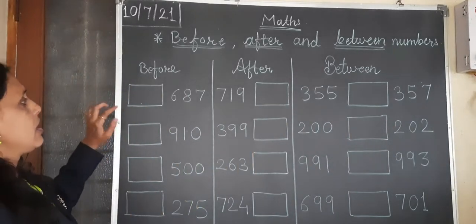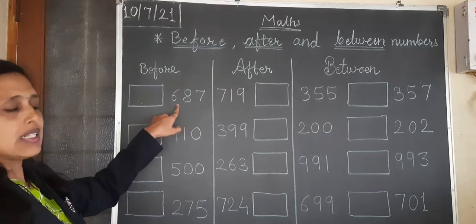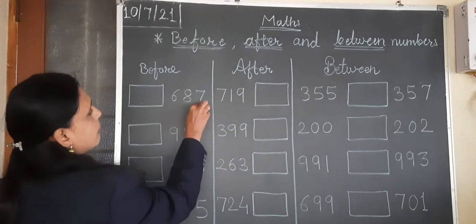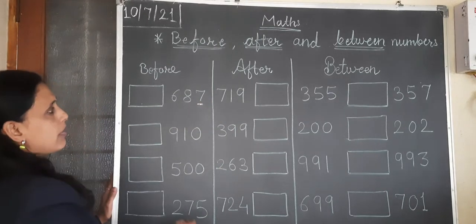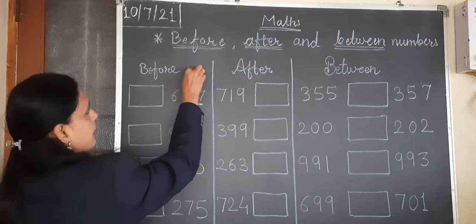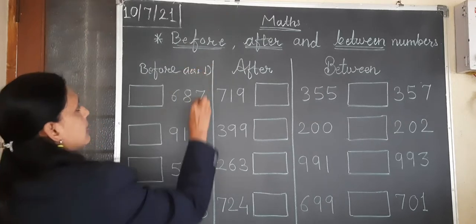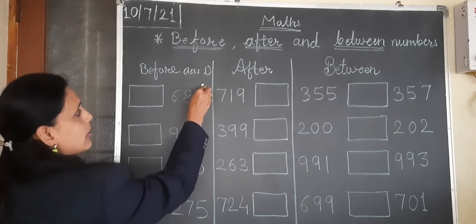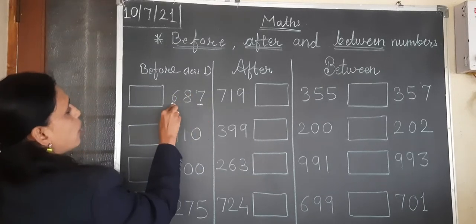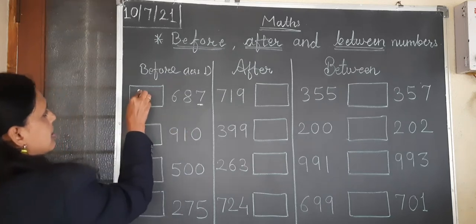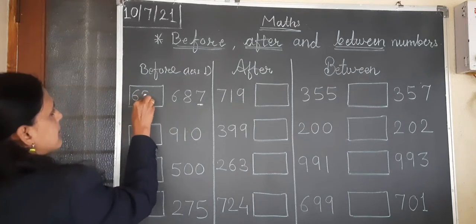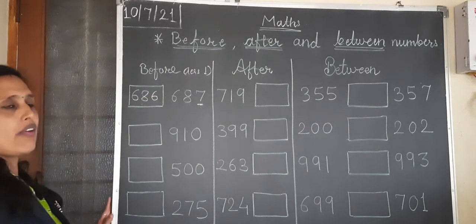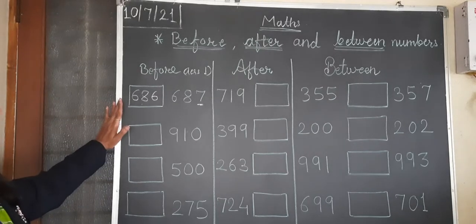Now see students, you have to see here the number 687. What do you have to do? In one column only you have to make one number less, or you can count backward. So before 7 there comes 6. And these both numbers you have to keep as it is. So 6 and 8 as it is, and before 7 there comes 6. Like this way you have to write the before number.